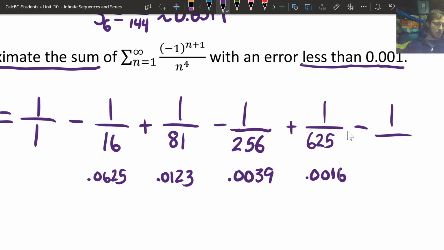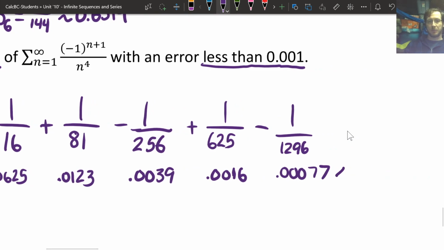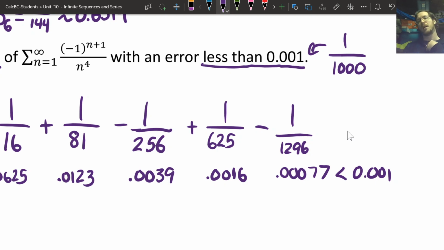1 over, what is that? 1, 2, 3, 4, 5, 6 to the 4th power is 1,296. 1 over 1,296 is 0.000... there it is, 77. All right, that number is less than 0.001 that we were given up here. Also, again, this is just 1 over 1,000. We could have just looked for when we got smaller than that. But either way, this is one term too much.